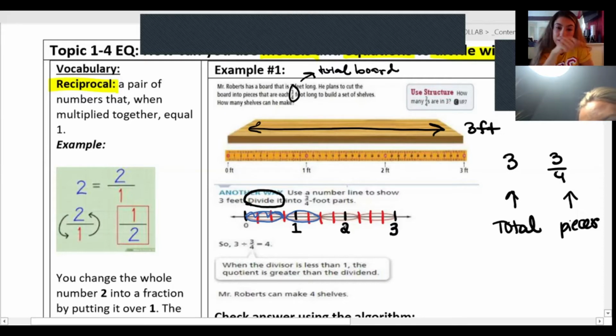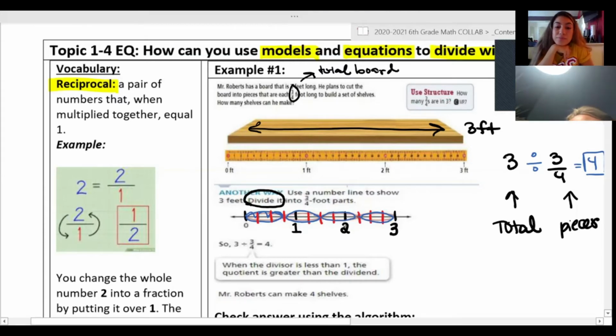So we have 1 3/4, 2 3/4, 3 3/4, and 4 3/4. So when we divide, and we want to know how many 3/4 are in 3, we know that there's going to be 4 3/4 and 3 whole feet. Excellent. So a lot of times you will get a visual model, or you will have to be asked to represent your equation in a visual model.